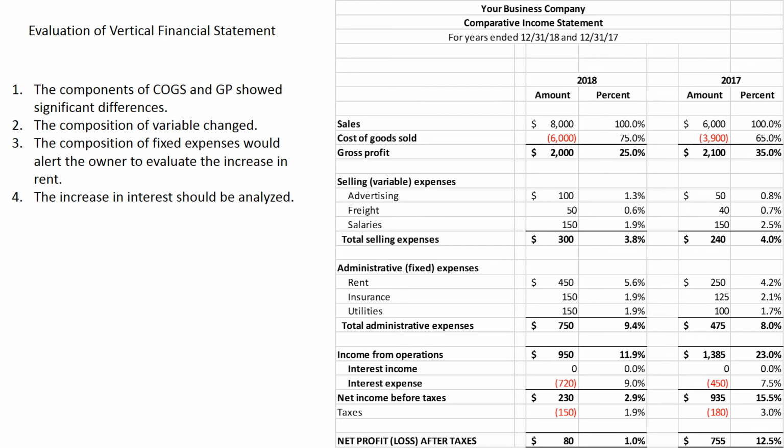Number 2, the composition of variable expenses changed. The owner would want to evaluate the appropriateness of the increase in advertising and decrease in salaries. Number 3, the composition of fixed expenses would alert the owner to evaluate the increase in rent. Why did this occur? Is it necessary or are there other alternatives? Number 4, the increase in interest should be analyzed. The most likely reason for the increase would probably be an increase in debt.